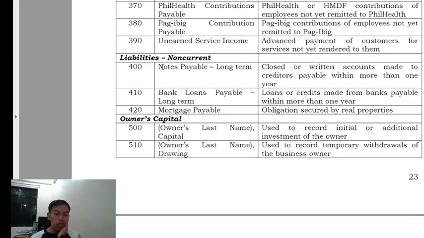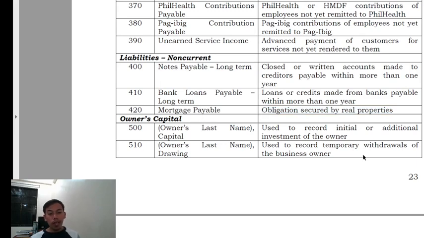Non-current liabilities. So, meron tayong notes payable long term kapag binabayaran mo siya within more than 1 year. Kung sa bangko, pero more than 1 year na babayaran, di bank loans payable. Mortgage payable, obligation secured by real properties. So, sa lupa or land, naka-mortgage siya, na naka-secure. Kung hindi mo mababayaran yung mortgage, ang pambayad mo yung lupa mo or yung building nyo, naka-mortgage kasi yung mga yon. So, dapat mabayaran yung utang.